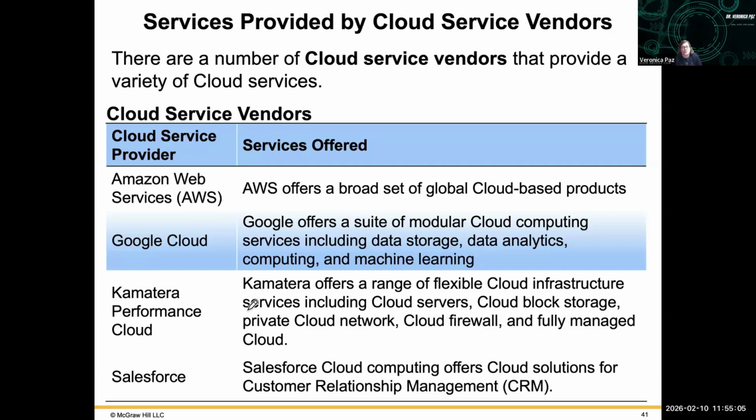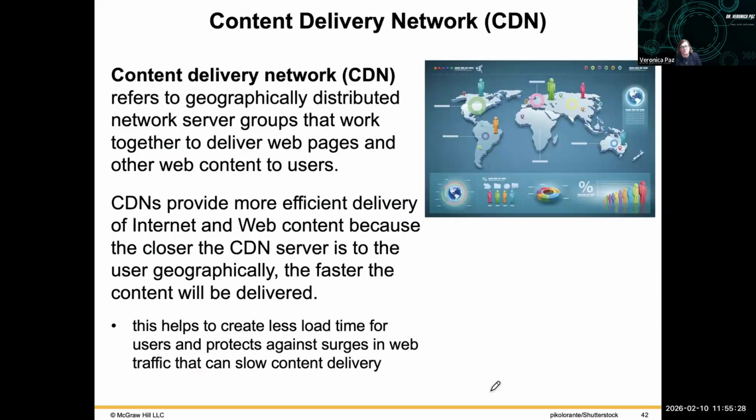So we have, again, different service providers. Amazon Web Services is one of the most broad ones. We have Google Cloud, we have Cameyo, and we have Salesforce. I would say this one is probably the one I've seen used most for CRMs, right? Customer relationship managers. And AWS, I mean, it could be anything from an LMS to a whole ERP. They host quite a bit of things.